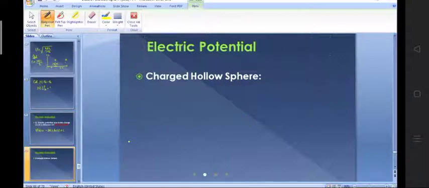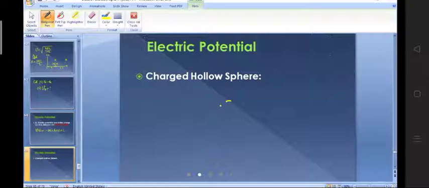The next one is like this: a charged hollow sphere. This is a charged hollow sphere, or it can be a solid sphere but conducting. In both situations, if you give charge to the sphere, the charge will reside only on the surface. We have discussed that in detail already. Why does the charge reside only on the surface? The force of repulsion is not the reason; the reason is the electrostatic potential energy. We are yet to discuss the electrostatic potential energy.